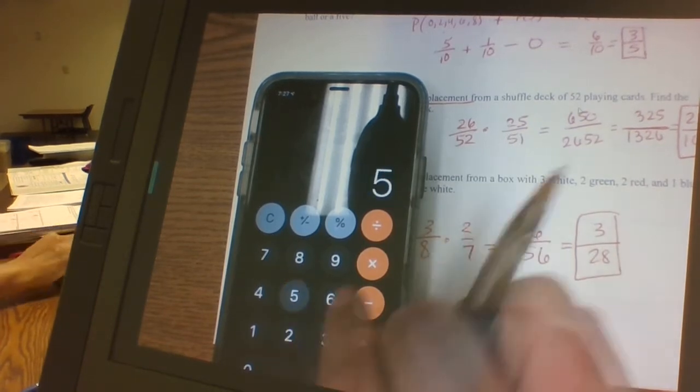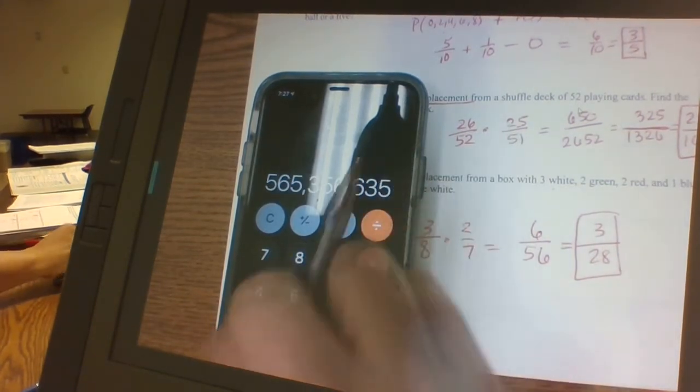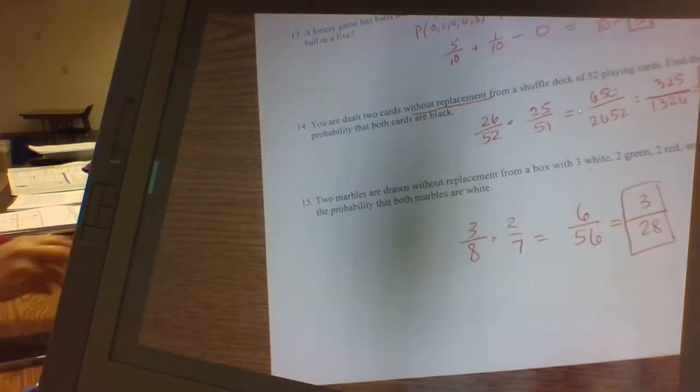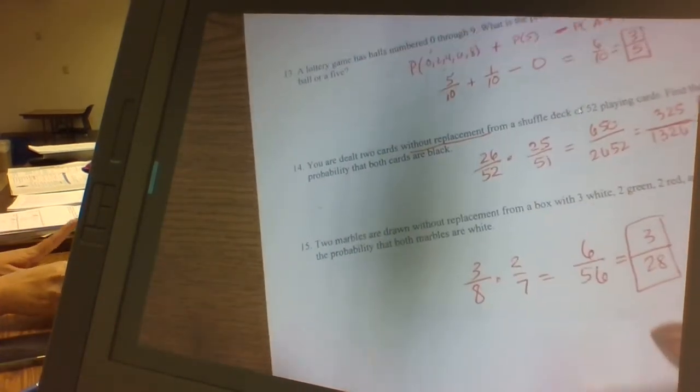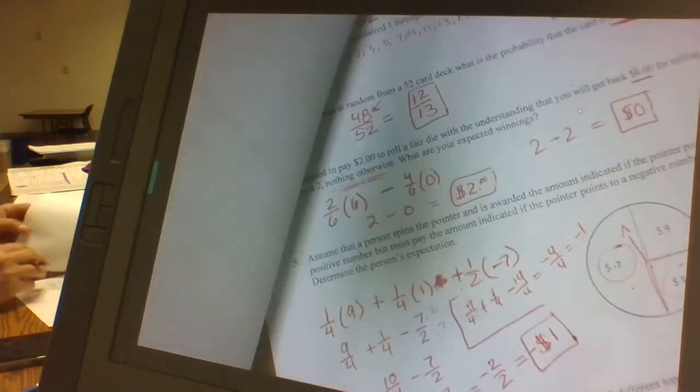So I need to use a calculator. For this test, you will have to calculate the entire time. All right.